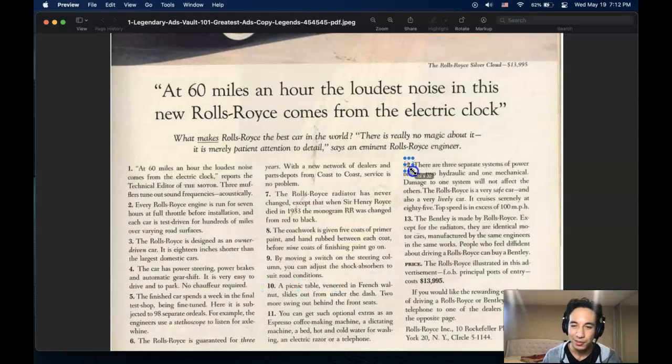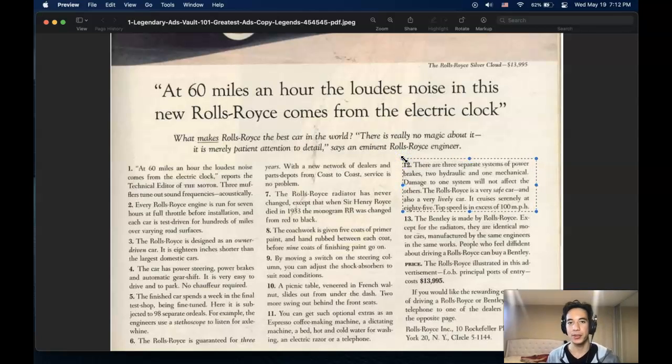Bullet 12. There are three separate systems: power brakes, two hydraulic. Damage to one will not affect the others. A very safe car, a very lively car. It cruises serenely at 85. Top speed is 100 miles.